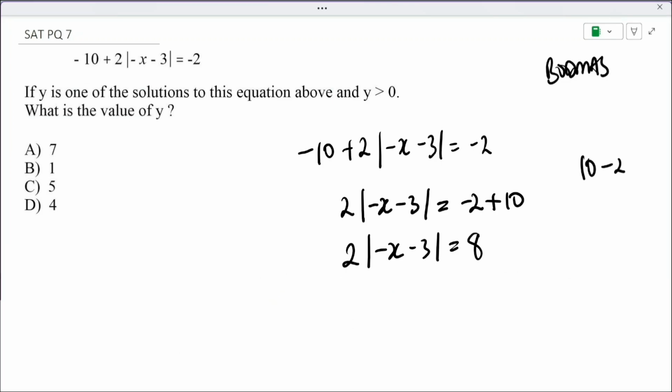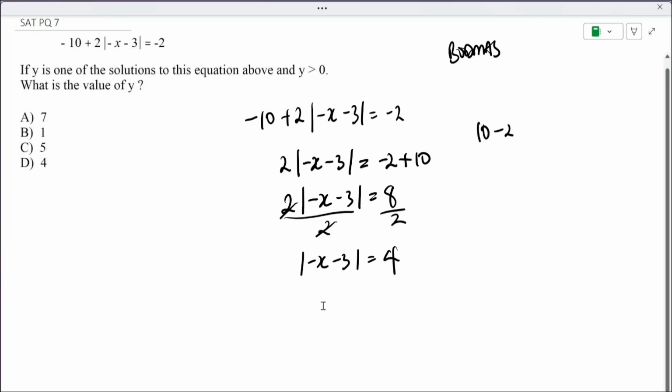Next, we divide both sides by 2, since the 2 is outside. So this divided by 2, this divided by 2. 2 cancels 2. You'll be left with the absolute value of negative x minus 3 equals, you have 8 divided by 2, the result is 4. Next, we remove the absolute value. And to remove the absolute value, this 4 will be plus or minus 4. So we have negative x minus 3 equals plus or minus 4.